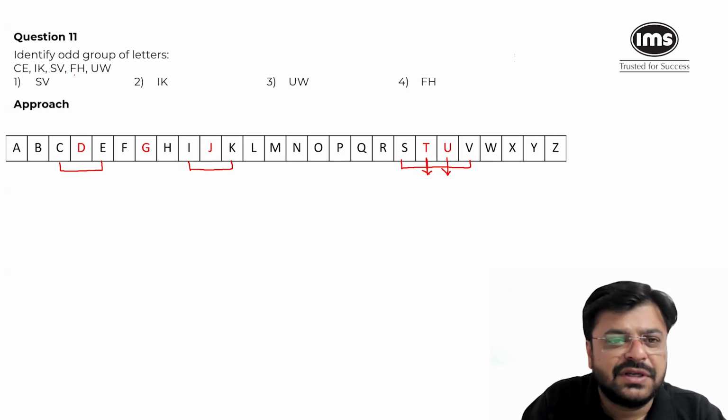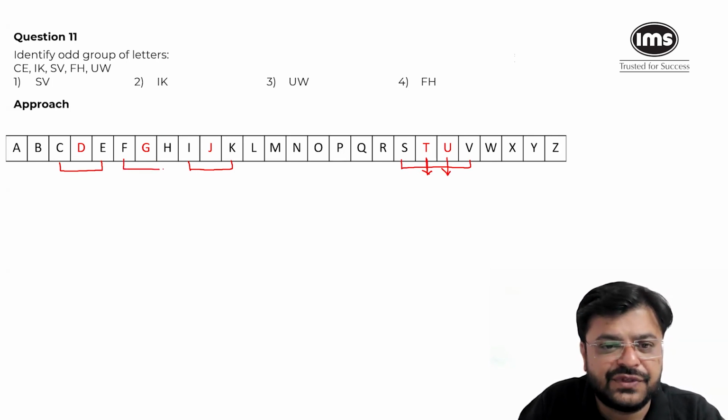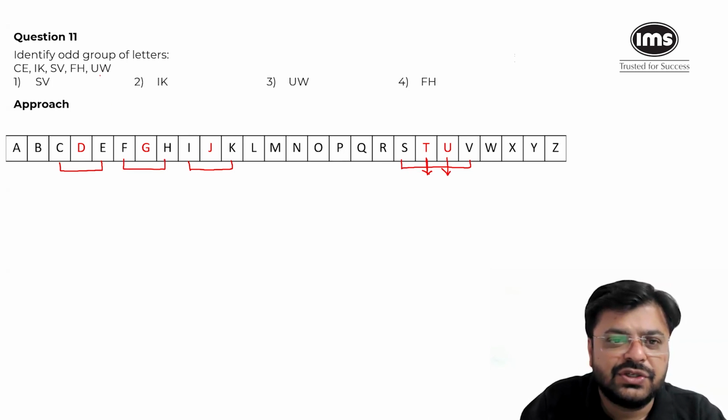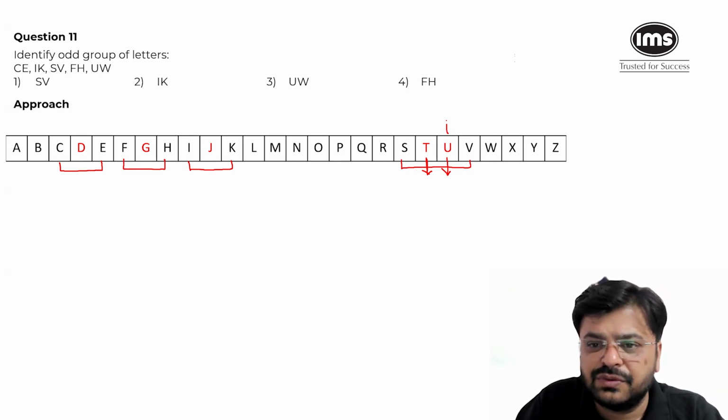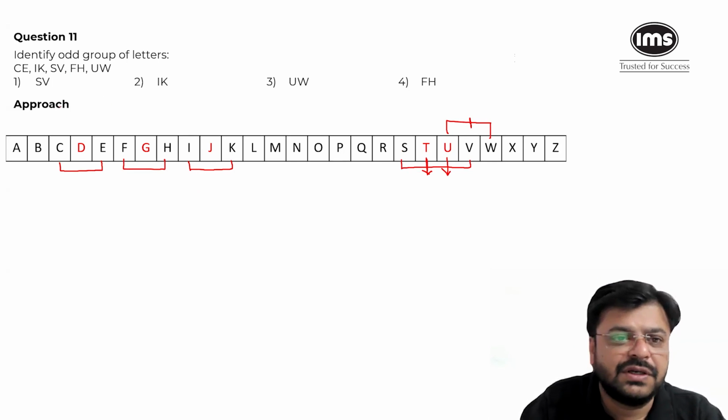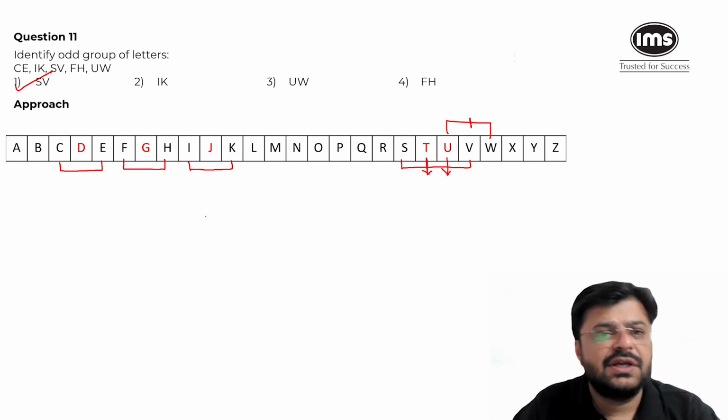Let's take the other ones. FH: F, G, H, skipping one. UW: U, V, W, again we are skipping one. So SV is the odd group here.